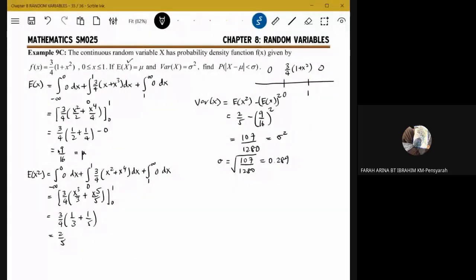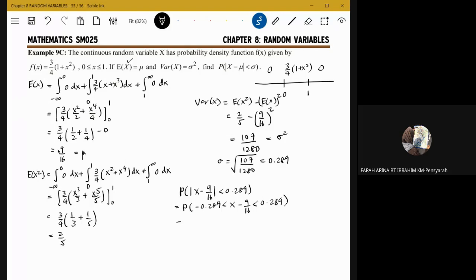Alright, good. Okay, so kita dah ada nilai mu, kita dah ada nilai sigma. So we have to substitute into this function first. So 9 over 16 is less than 0.289. So kita perlu buka dia. We're gonna have in between negative 0.289 less than x minus 9 over 16 less than 0.289.